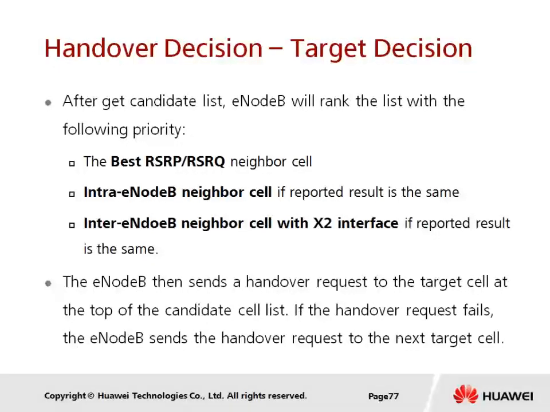If the target cell replies with a negative acknowledgement, meaning a handover reject, then the eNodeB will perform a retry, which is to send the handover request to the next target cell.